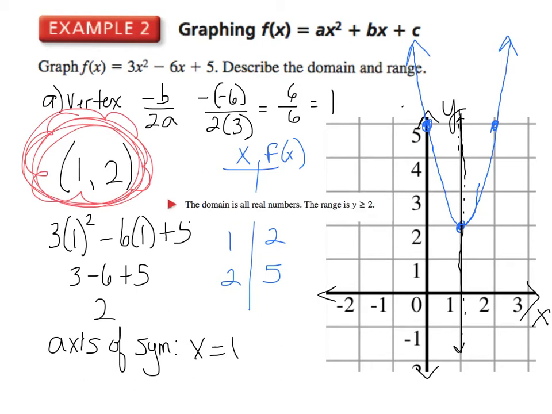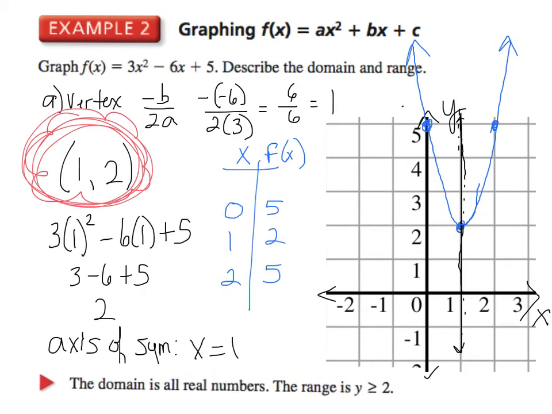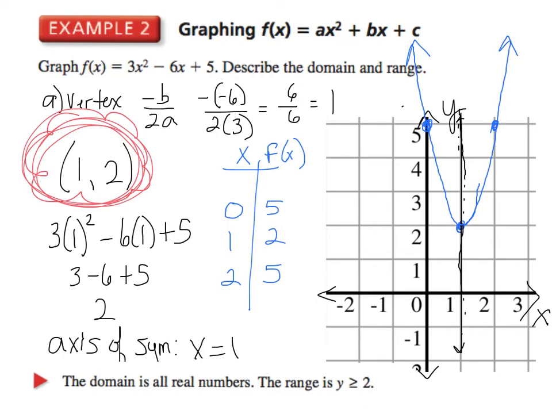Well, the domain will be all real numbers. The range is anything greater than or equal to 2. Any real number greater than or equal to 2. That's the lowest value. Everything is above that. So the domain is all real numbers. The range is y is greater than or equal to 2.